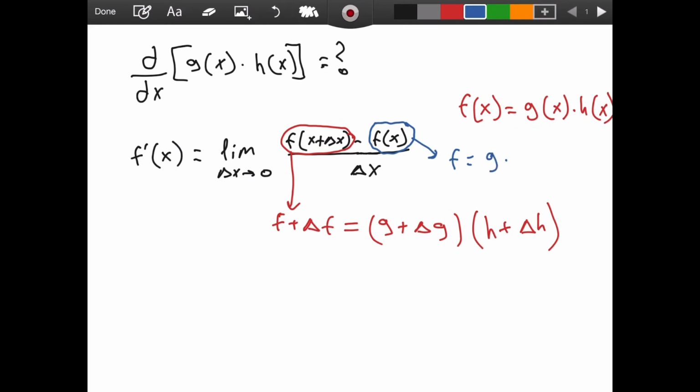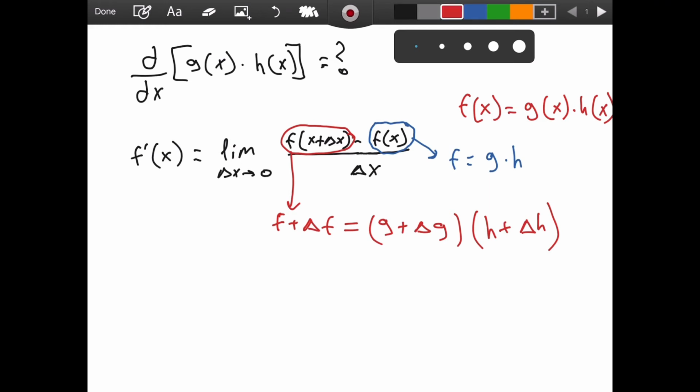g times h. And notice that I am not putting x's here, not f of x, not g of x, not h of x. You could do that, but I am not doing that to keep it shorter. I don't want to take a lot of space. So imagine wherever we have f, I am talking about f of x. Whenever we have g or h, I am talking about the functions. These aren't just variables. These are functions.